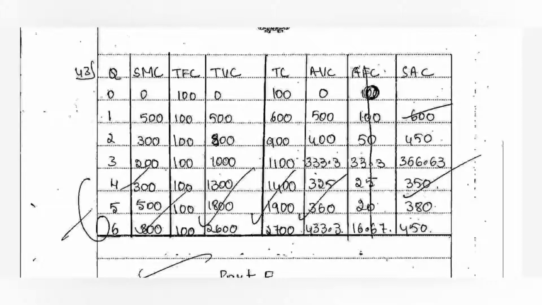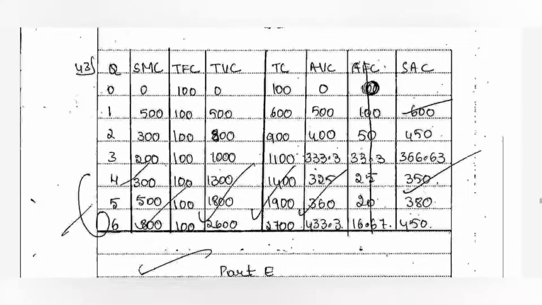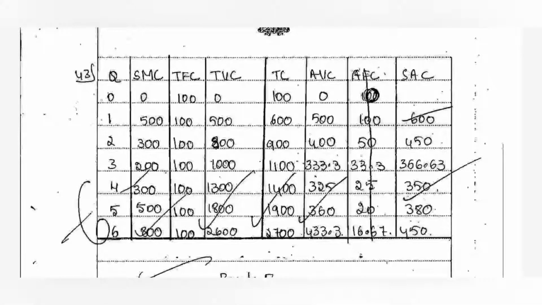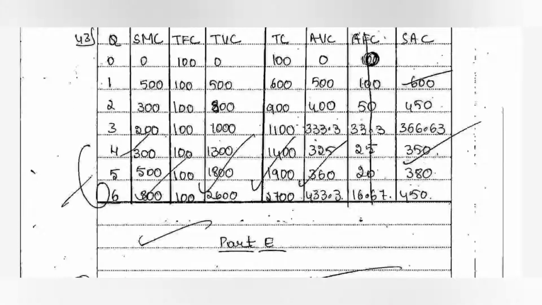As you can see, how do we need to calculate? Through SMC we can calculate our TVC. So as you can see, when SMC is 0, TVC is also 0. When SMC is 500, TVC is also 500. When SMC is 300, TVC is 500 plus 300, 800. 800 plus SMC 200, TVC will be 1000. TVC 1000 plus SMC 300 will be 1300 TVC. So we keep adding the SMC to the previous TVC to get TVC.